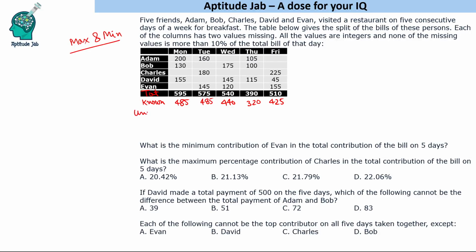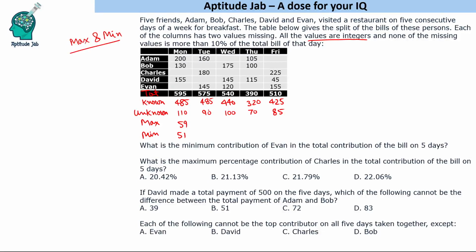Then the unknown amounts of the remaining two people will be 110. This is 90. This is 100. This is 70 and 85. Okay, now we are given that all these values are integers and none of the missing values is more than 10%, right? So if we talk about the maximum value, consequently we can find the minimum. So maximum is 59 because it is not more than 10%, so it cannot be 59.5, it has to be 59. If the maximum is 59, minimum will be 51.